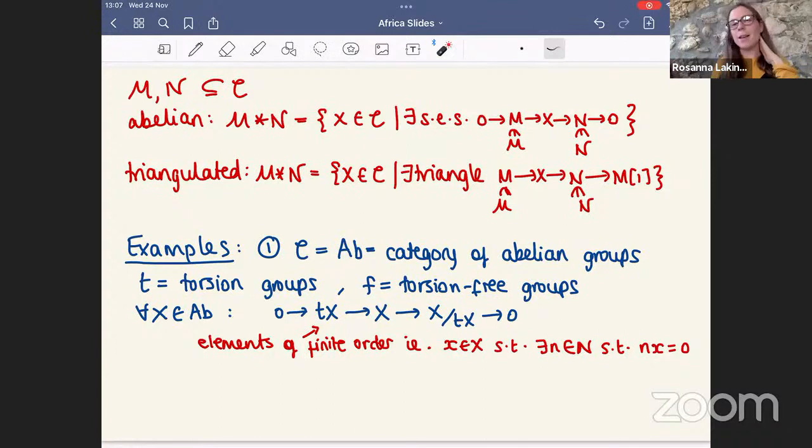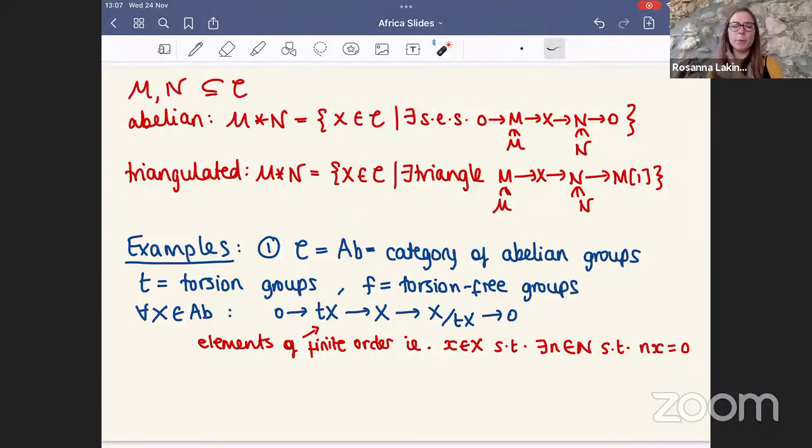The classic examples of torsion pairs in these two different settings are the following. If we take our category C to be an abelian category, in particular the category of abelian groups, then we can take all of the torsion abelian groups to be our T, where every element has finite order. Then we take our F to be the full subcategory of torsion-free groups, where every element apart from zero has infinite order.